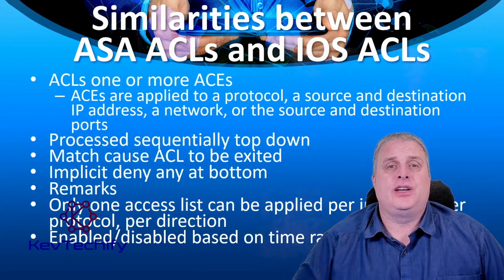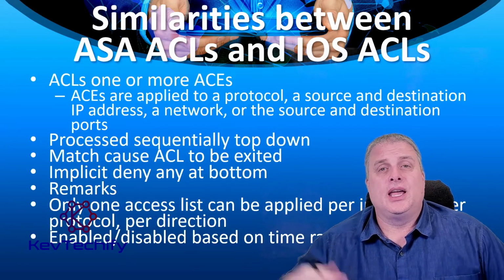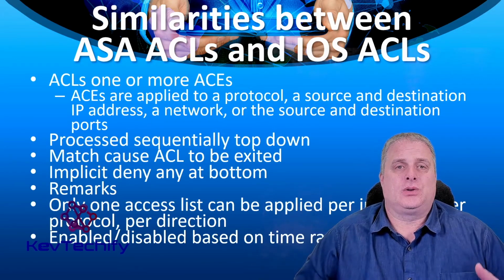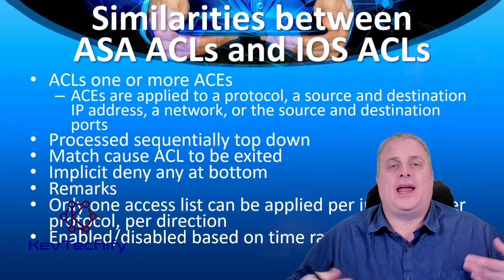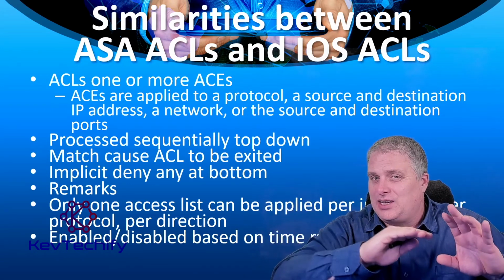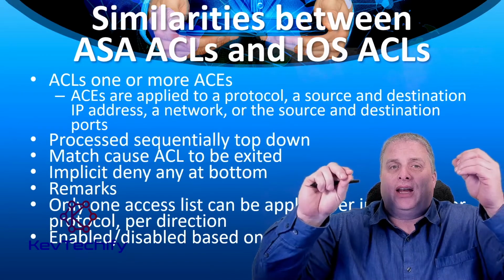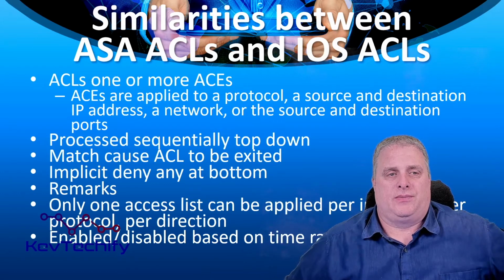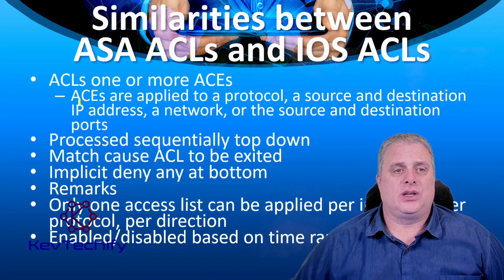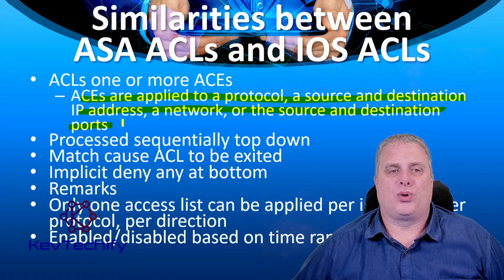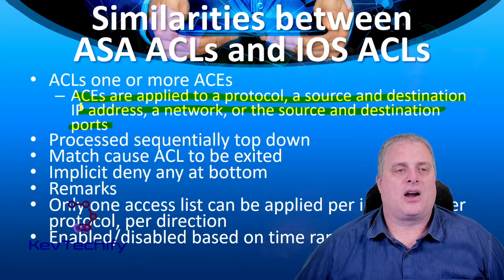There are similarities between an ASA access control list and an iOS access control list. One of the main things is access control lists are made up of one or more access control entries. So inside your access control list, each line is one of those access control entries. If you have an ACL, it has to have at least one access control entry. Now, access control entries are applied to a protocol, a source or destination IP address, a network, or the source and destination ports. That's how ACEs are configured.